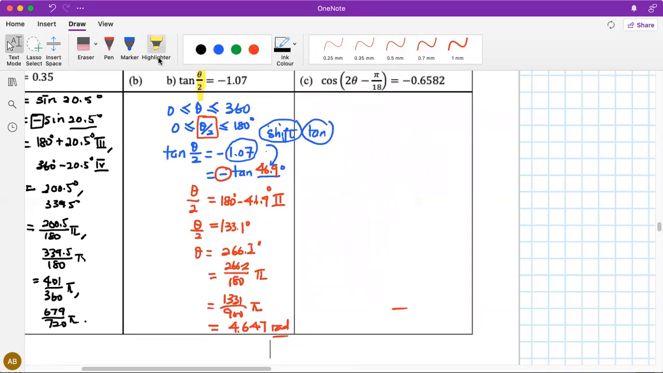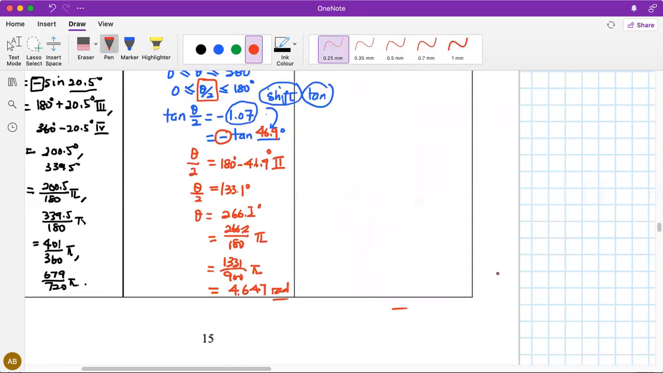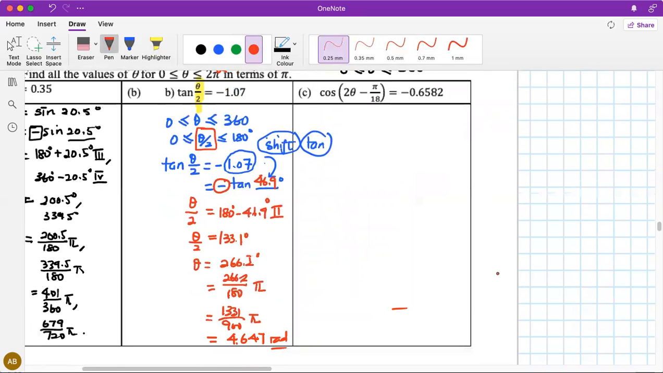C. C is a bit tough, so for this one you need to listen carefully again. Let me write off this part. I just write negative 10.